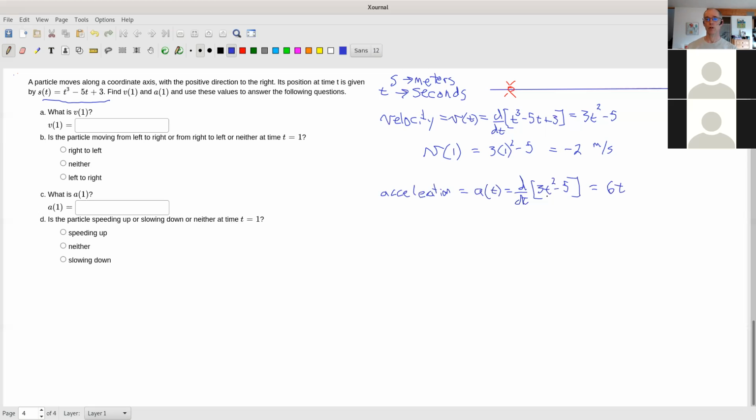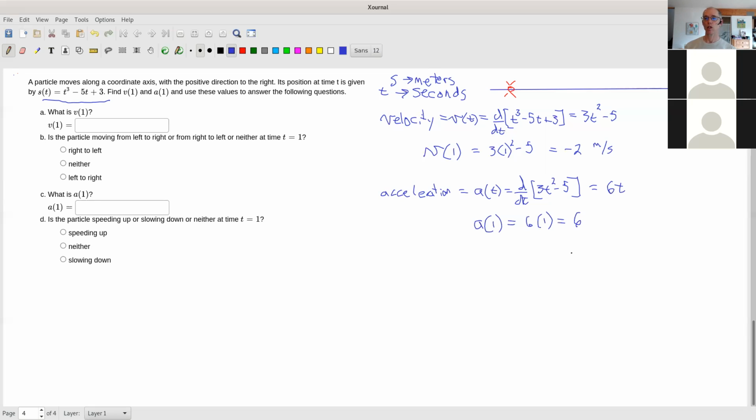So that's my acceleration. And acceleration is how it speeds up and slows down. How fast does it speed up? How fast does it slow down? So the rate of change of speed, velocity. I'm asked for acceleration at 1 second in. All right, so that would be 6 times 1, which is just 6.